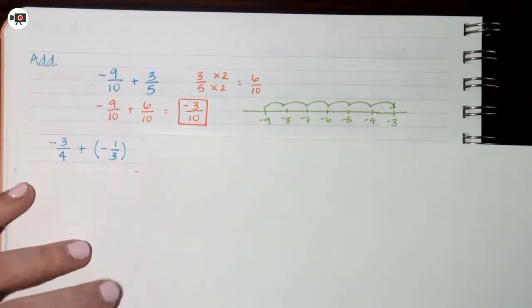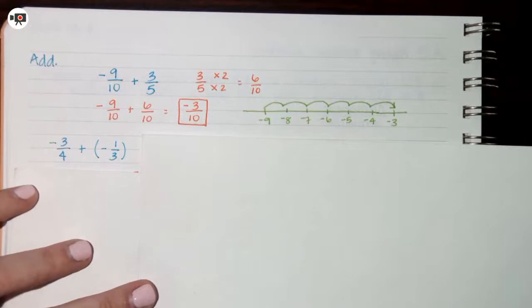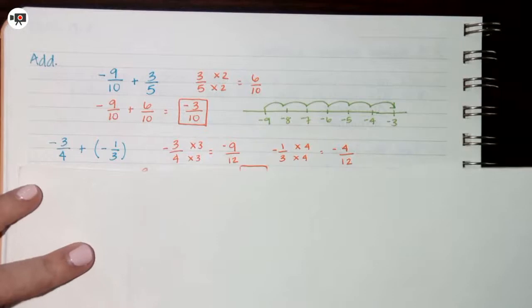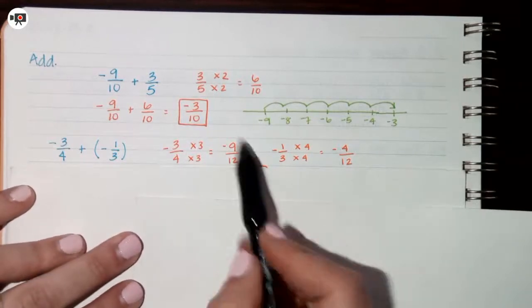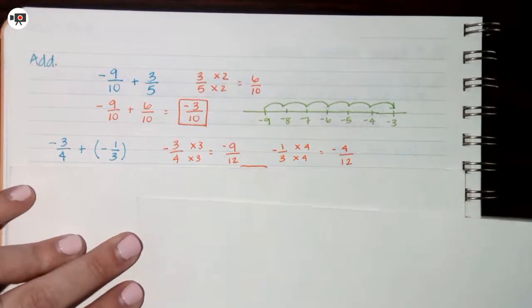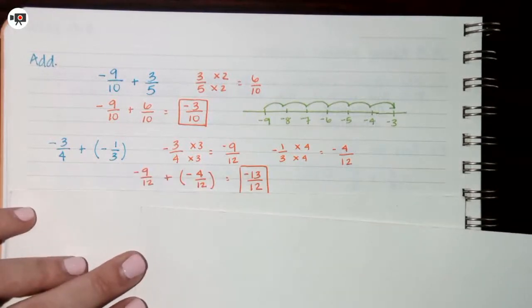Adding these two fractions, I need a common denominator, but I have to change each of them. 3 and 4 both go into 12, so I'm going to make a common denominator of 12 for each. So this is now negative 9/12 plus a negative 4/12, which is a negative 13/12.